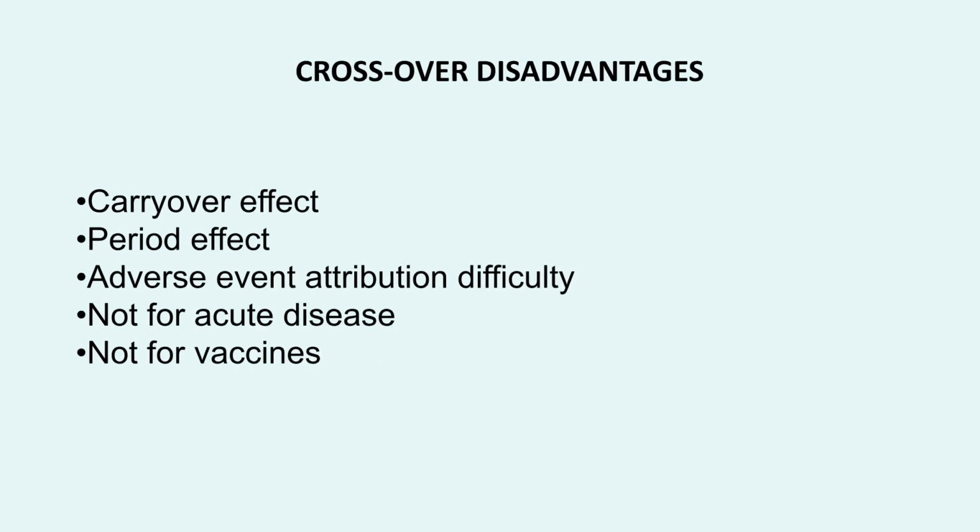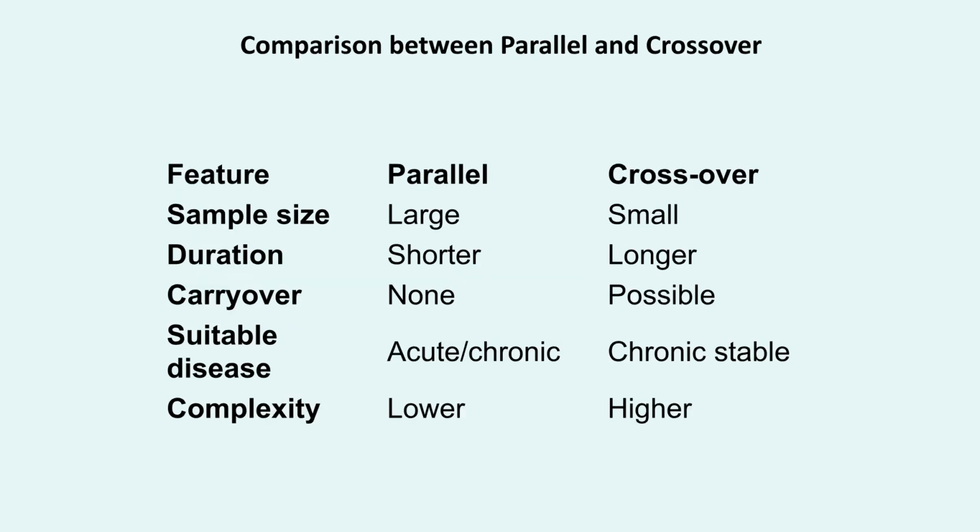Disadvantages of the crossover design include the carryover effect, which means the effect of the first treatment continues into the next treatment period and influences the results. Period effect means changes happen because of time, not because of treatment, meaning in the long run, the disease has progressed on its own and not due to the drug. And difficulty in attributing adverse events, in which the patient cannot determine if the side effect is from the drug. This design is also not suitable for acute diseases or vaccine trials, because vaccines usually produce long-lasting or permanent immune effects. This slide sets the stage for a comparison between the parallel and crossover designs.